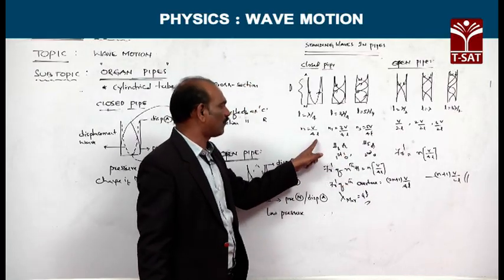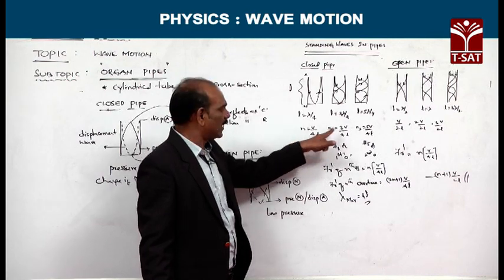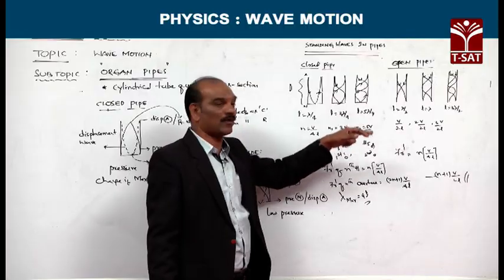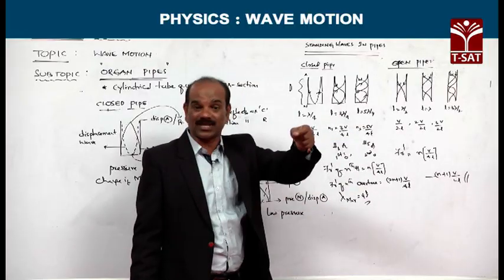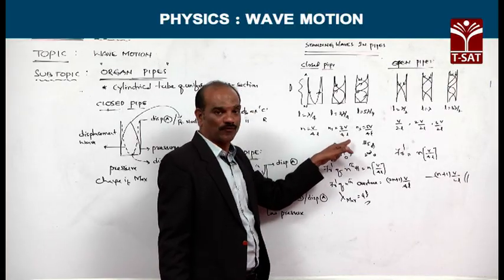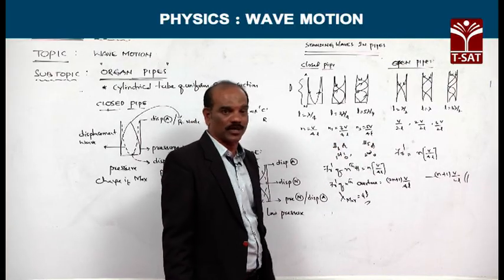Therefore, the fundamental frequency is V by 4L. Next, the third harmonic is 3V by 4L. Fifth harmonic is 5V by 4L. Here, the second, fourth, sixth, eighth harmonics are absent. Here, the first overtone is 3V by 4L. Second overtone is 5V by 4L.